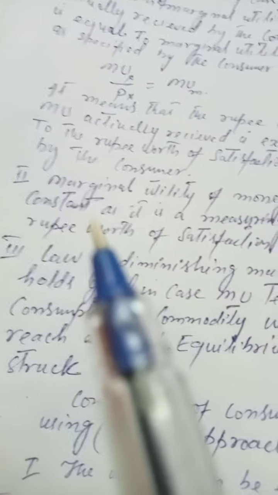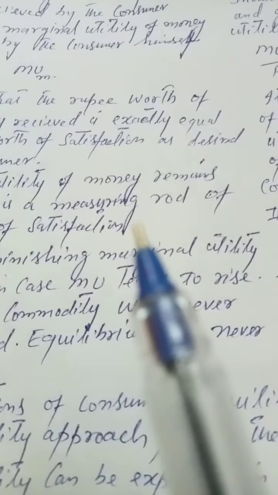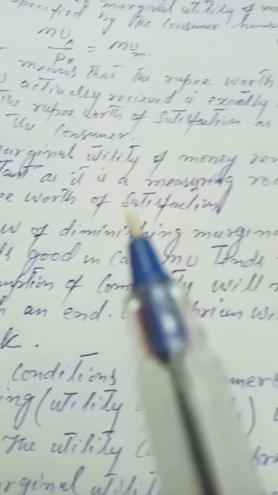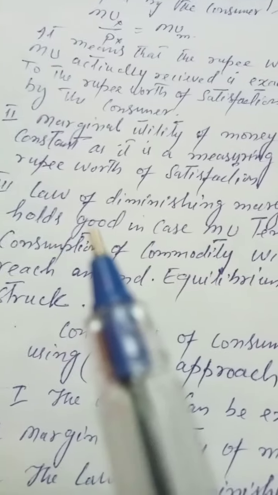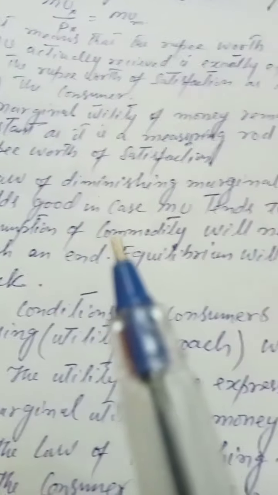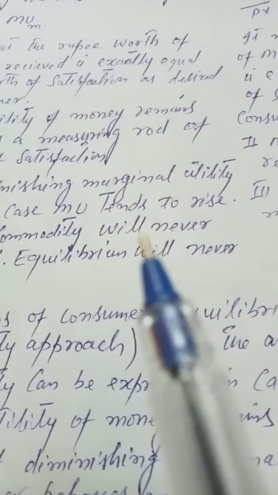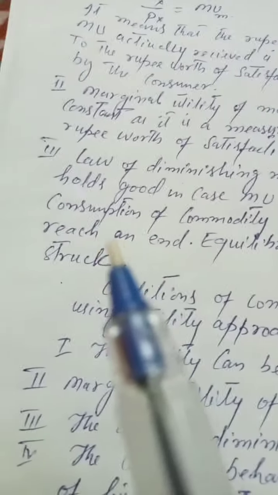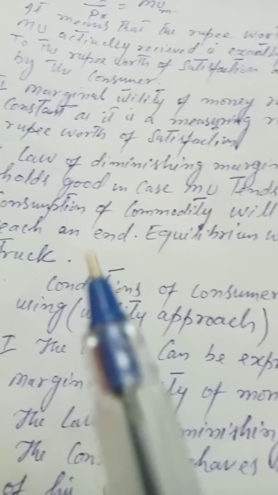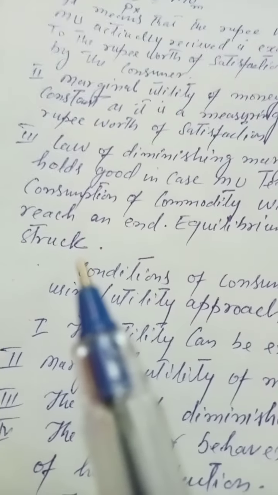Number two, marginal utility of money remains constant, as it is a measuring rod of rupee worth of satisfaction. Number third, the law of diminishing marginal utility holds good. In case marginal utility tends to rise, consumption of the commodity will never reach an end and equilibrium will never strike.